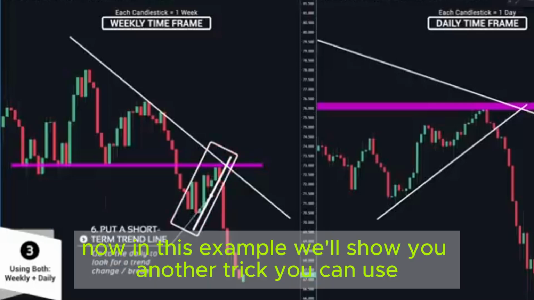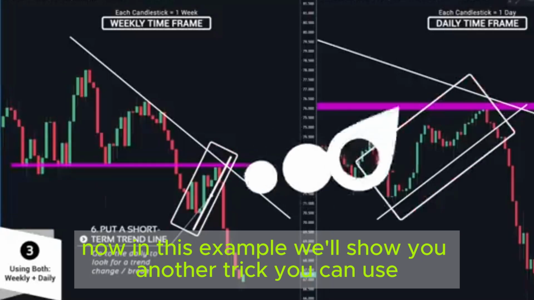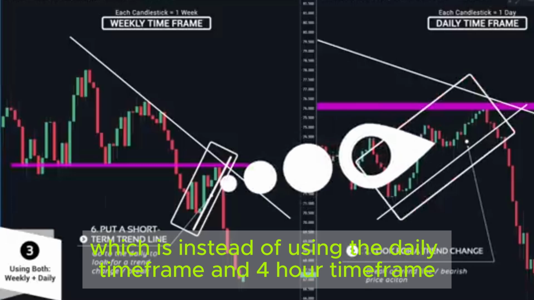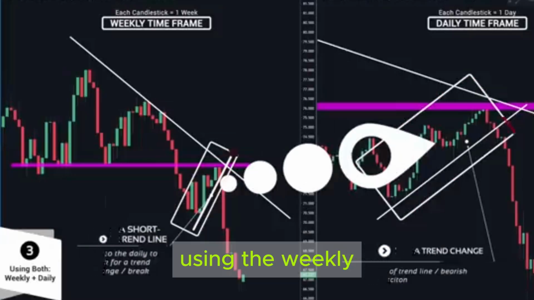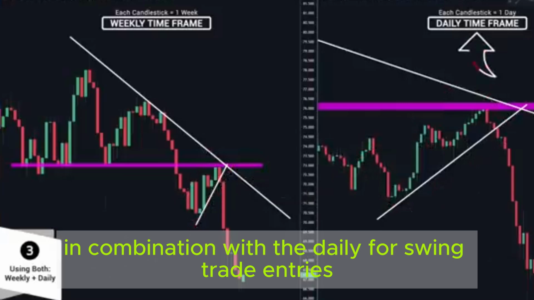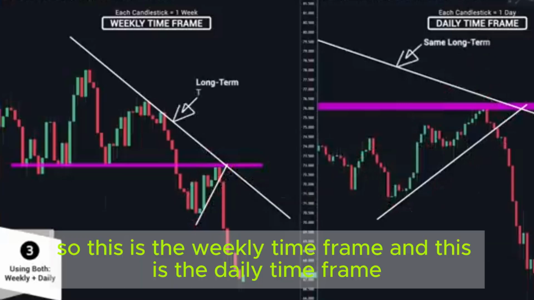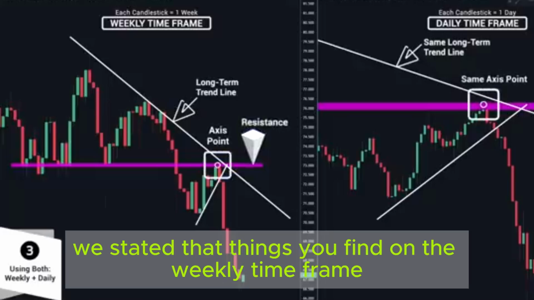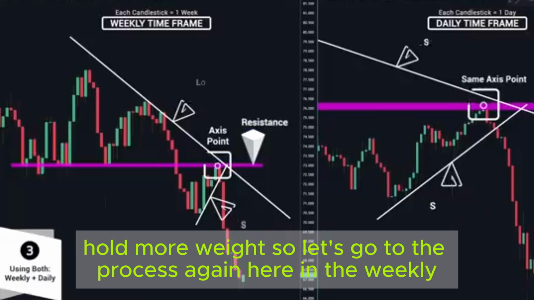Now, in this example, we'll show you another trick you can use if you are a longer-term trader, which is instead of using the daily time frame and 4-hour time frame, using the weekly in combination with the daily for swing trade entries. So, this is the weekly time frame. And this is the daily time frame. Remember that in a previous video, we stated that things you find on the weekly time frame hold more weight. So let's go through the process again.